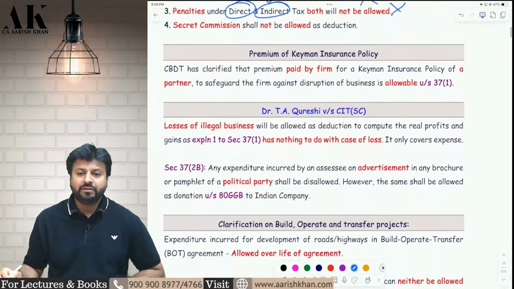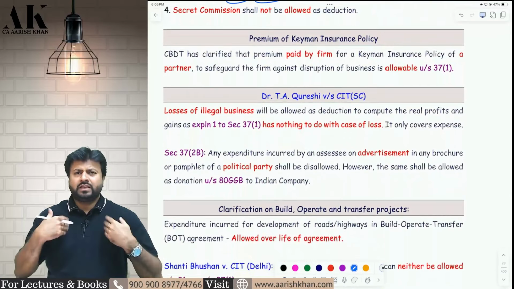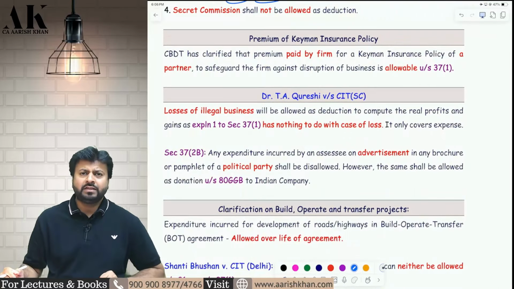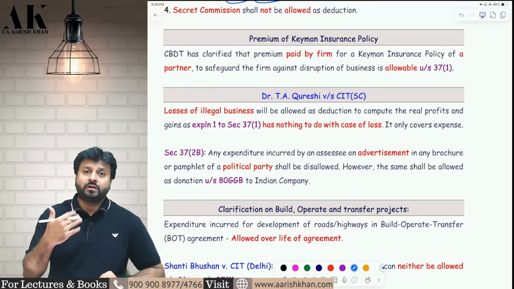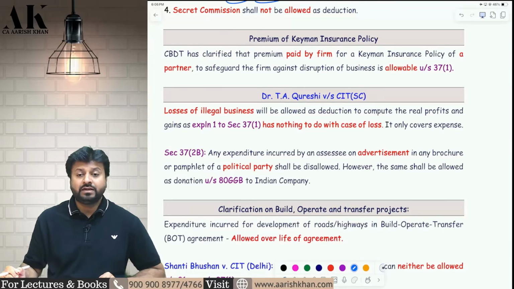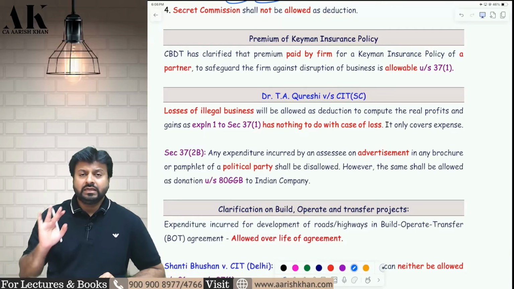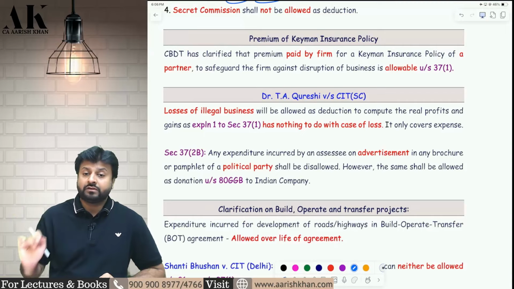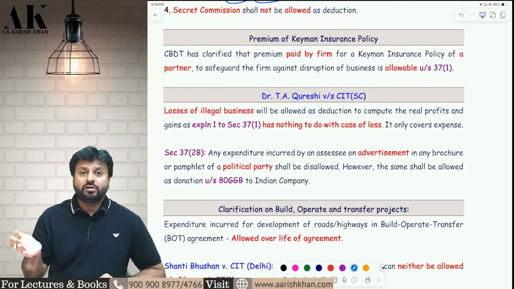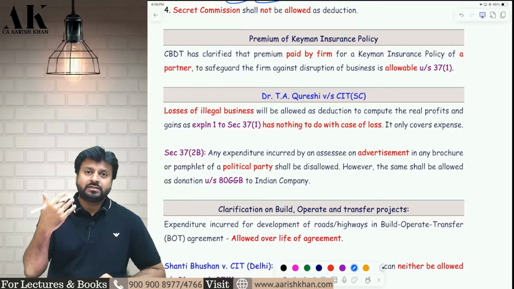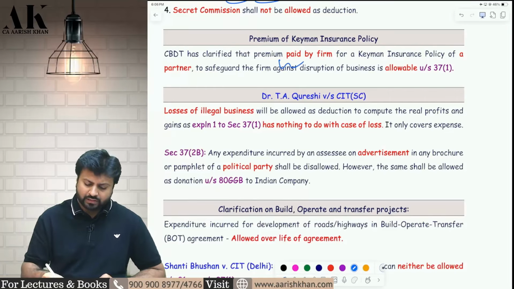So what about the premium of a keyman insurance policy? If a keyman insurance policy premium is paid by a company, it is allowed. But what if it is paid by a firm for partners? I am a partnership firm, and I am making a payment of keyman insurance policy for my partners. Is that allowed? That is allowed only under one circumstance as per the CBDT circular: if that partner is very important for the firm, and if that partner is not there, then the business will be disrupted. Then it is allowed that you take a keyman insurance policy for that particular partner. Otherwise, it is not allowed.